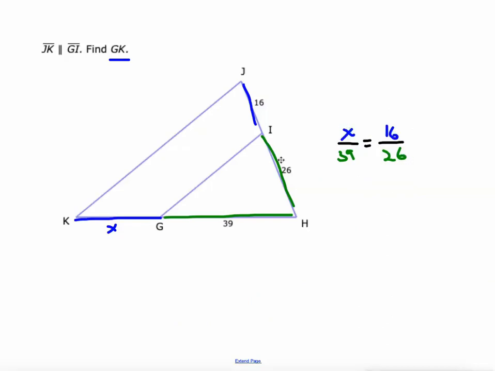Move this up here so I get some more room. And again, we'll do cross products. So we'll say X times 26 is equal to 39 times 16. All right, so x times 26 is 26x. 39 times 16 is 624. And when you divide both sides by 26, we'll get the length of GK, which is 24.